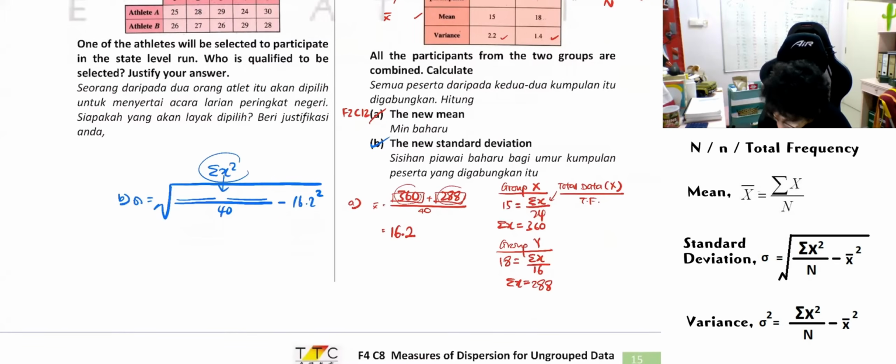So variance, okay, I'm gonna put the variance by the side, better lah. So variance for group X, I'm gonna put that group X 2.2.